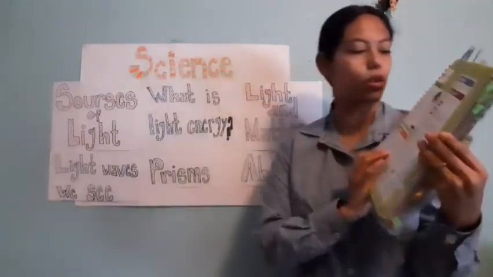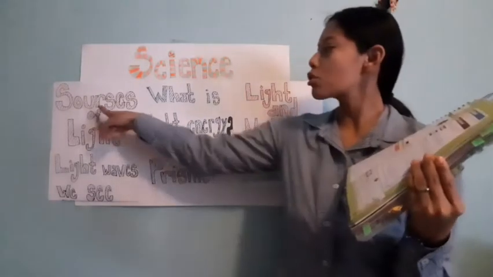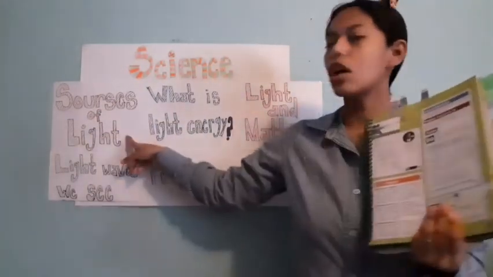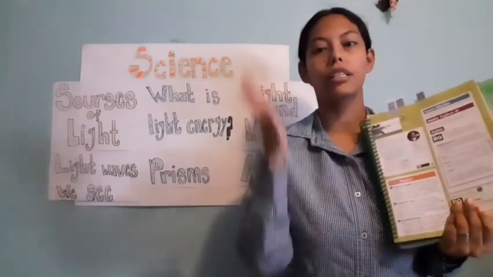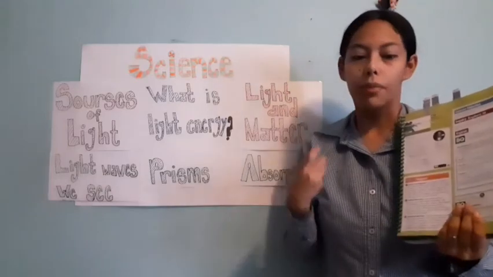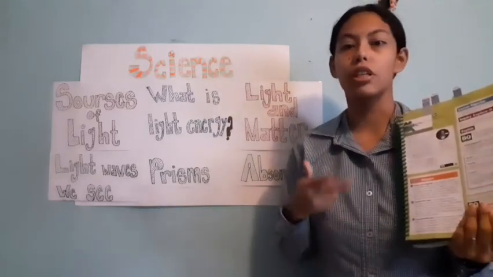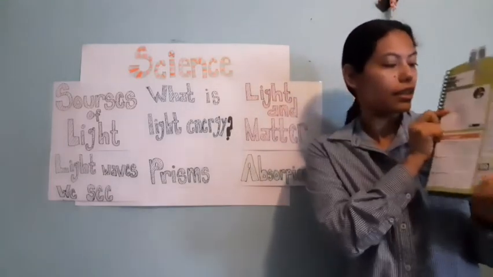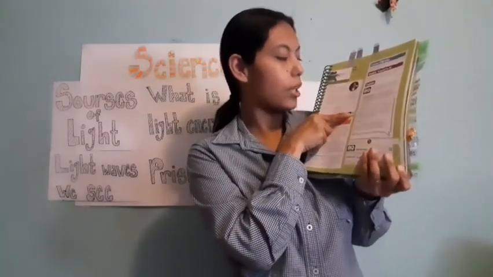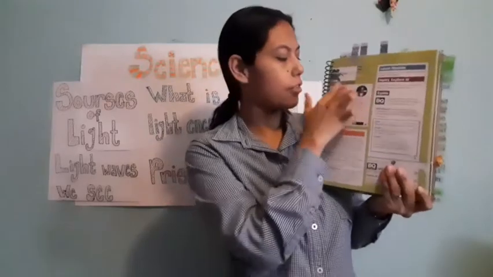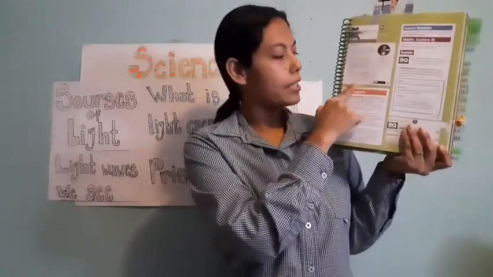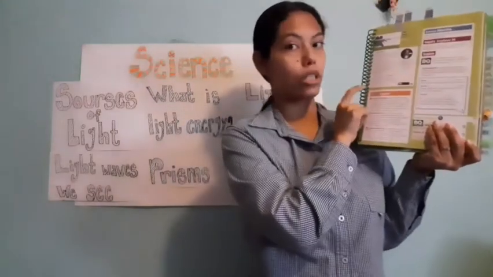Let's go then to the first topic, the sources of light. Remember that the light can come from different places. For example, the sun or some animals can provide a special light. This topic, you can see it on page 247. Using this information, please answer this activity and question number 2.